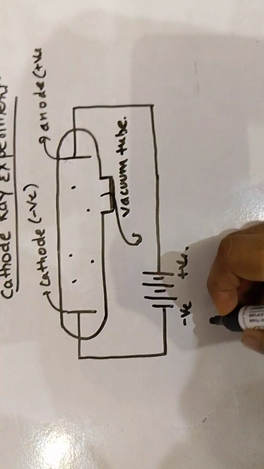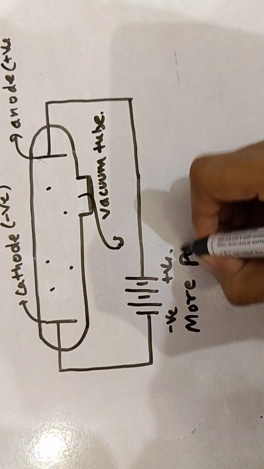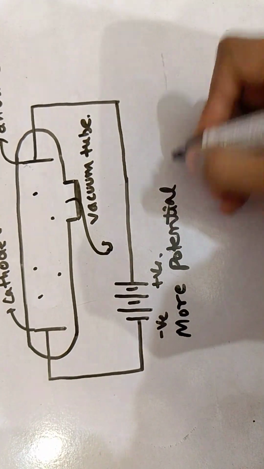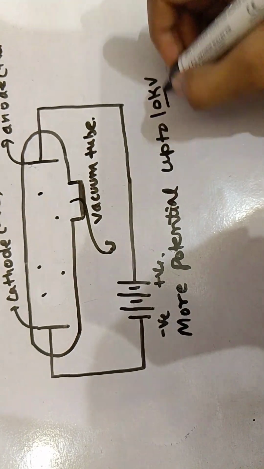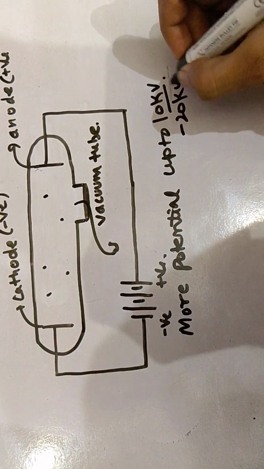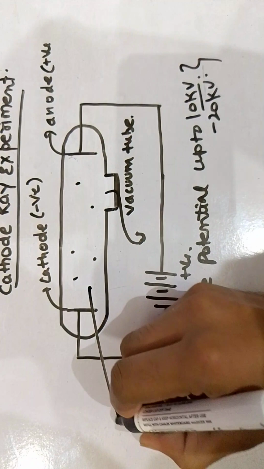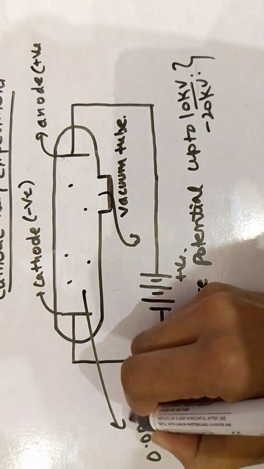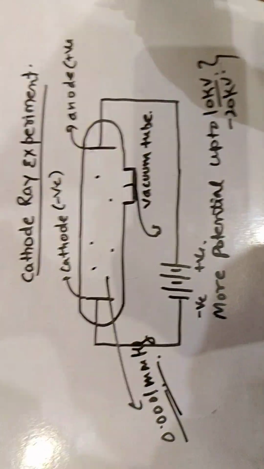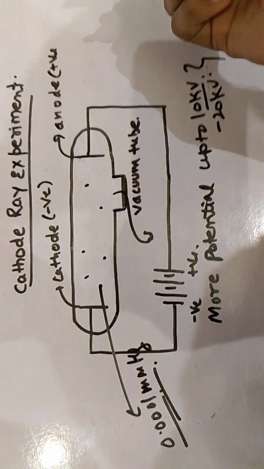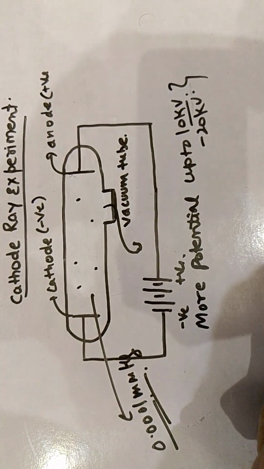We will apply more potential, up to 10 kV to 20 kV, and the pressure would be 0.0001, I guess, mmHg, which is very low. So this tube will start conducting electricity.